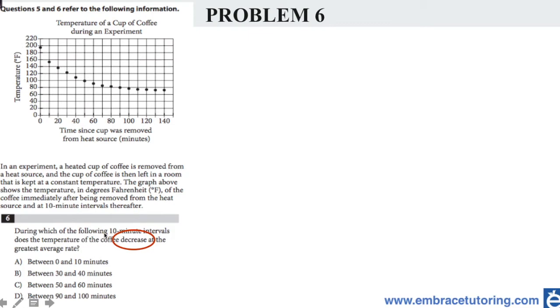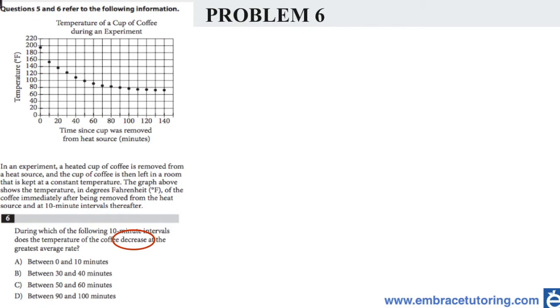What's interesting here is it gives me the following 10-minute intervals. So if I quickly skim, and even looking up here, it looks as though these are all in 10 minutes. So I don't need to do any additional math in terms of converting it to 10 minutes, because here I have 0, then 10, then 20, then 30, then 40. And it says of the coffee immediately after being removed from the heat source at 10-minute intervals thereafter.